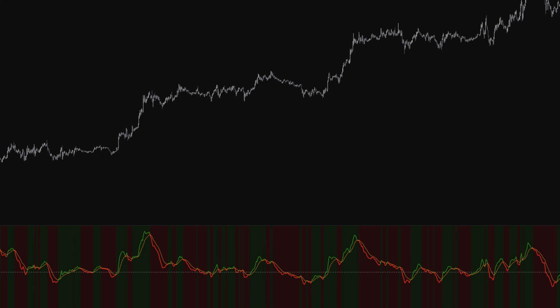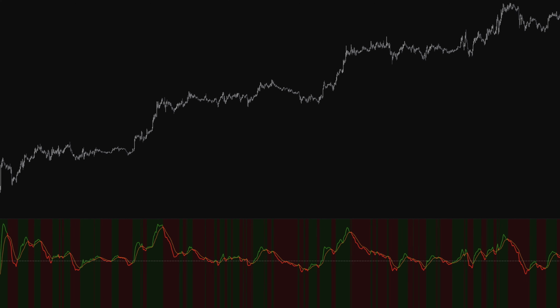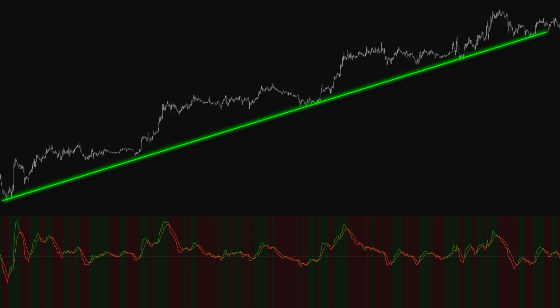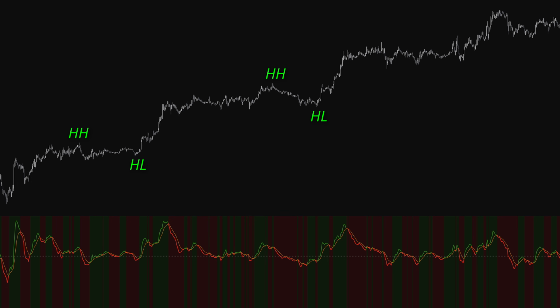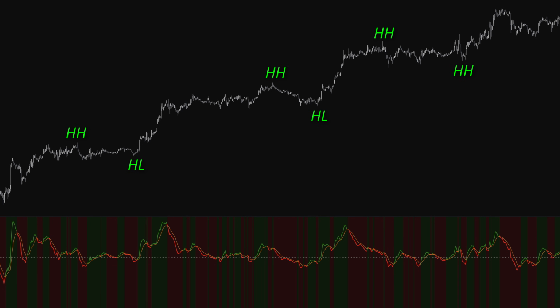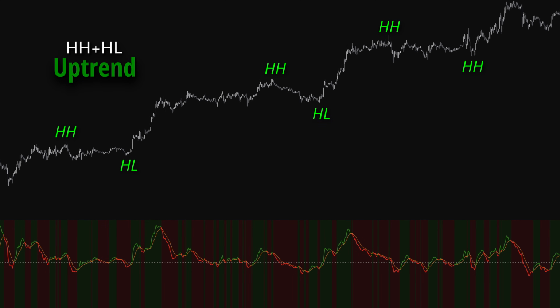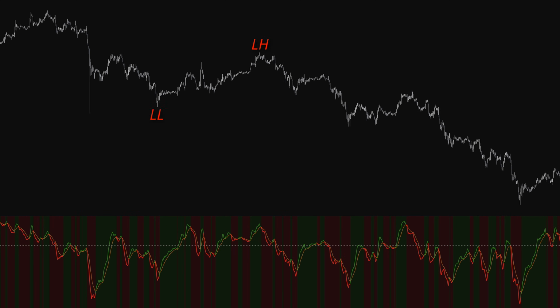Alright, let's start with pullback trading, since this is probably the most straightforward approach. The key thing to understand here is that we're trading with the trend, not against it. That means we need to identify the main trend first before we even think about entering a position. If price is making higher highs and higher lows, we're in an uptrend, and we're only looking for long positions. If price is making lower lows and lower highs, we're in a downtrend, and we're only taking short positions. Don't try to fight this.